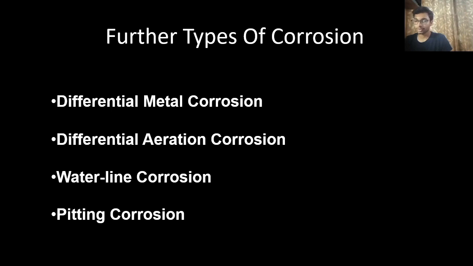Further types of corrosion. Corrosion can be further classified into four different types, which are differential metal corrosion, differential aeration corrosion, waterline corrosion, and pitting corrosion.